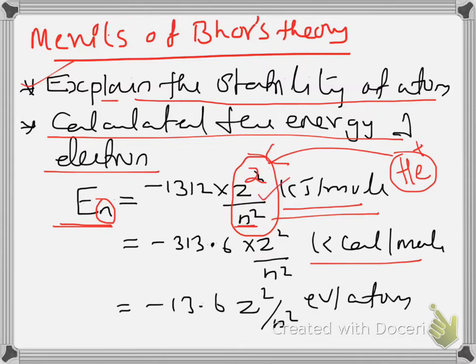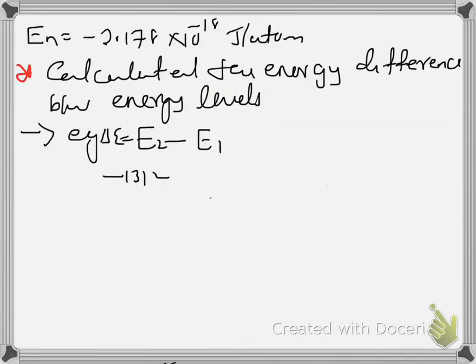So the variables are common in any equation, but by changing the unit of energy, the constant changes. And one more unit is there, that is joule per atom. In this unit, energy equals minus 2.178 into 10 raised to minus 18. This was his second merit, that means explaining the energy of electron in hydrogen or hydrogen-like species.